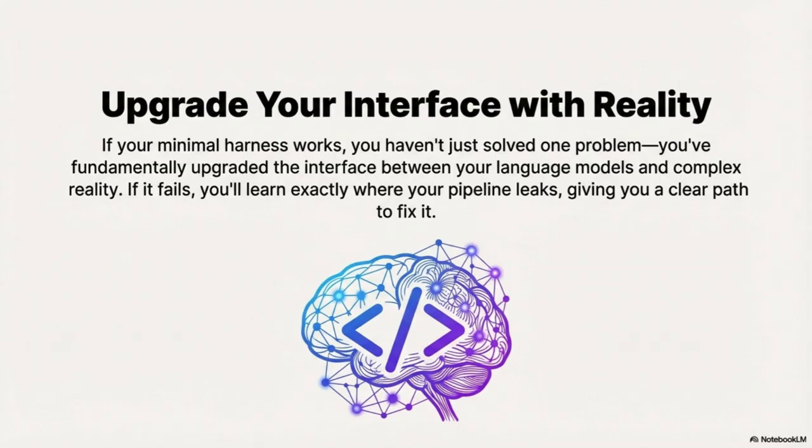The final takeaway is this. If that minimal harness works and the answer is suddenly reliable, you've just upgraded your interface between language models and reality. And if it fails, you learn exactly where your existing pipeline leaks, which gives you a clear, structural path to actually fixing the problem.